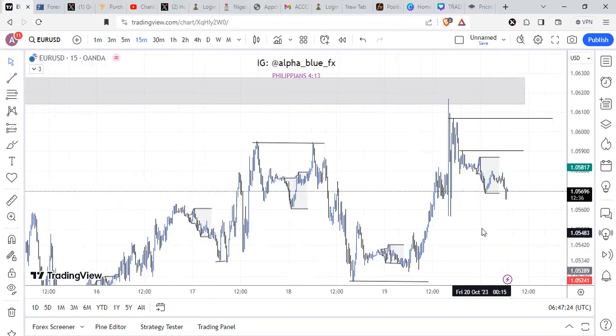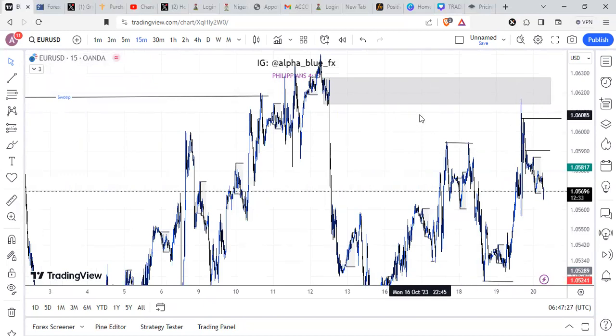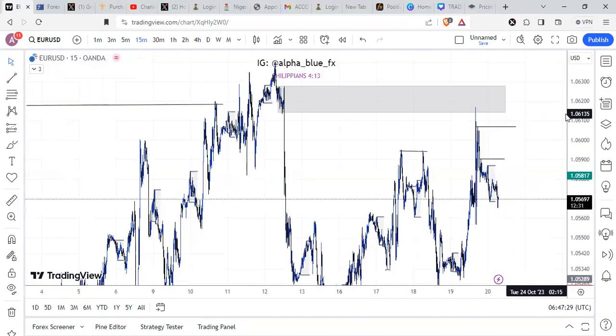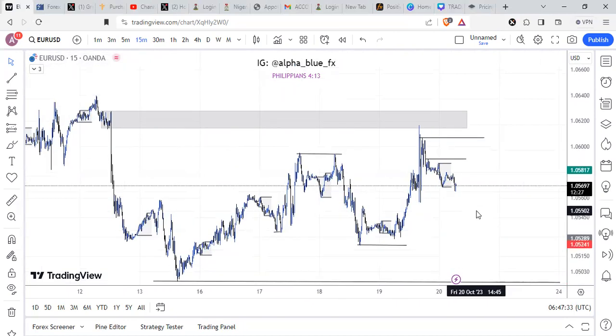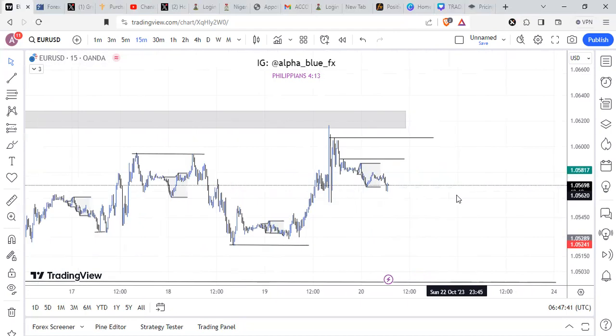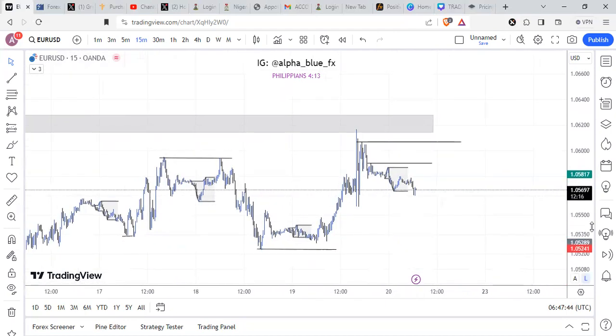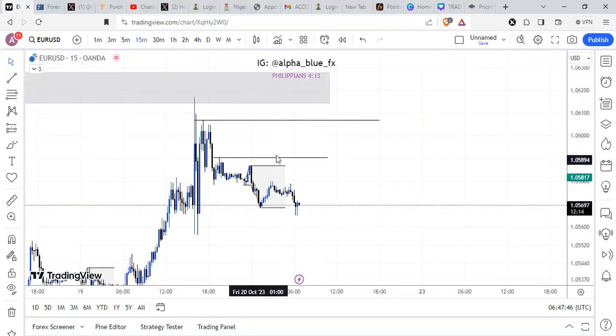So after price has taken out this equal highs, now I can comfortably look for sells in this market. Right now, price has tapped into the supply and is changing character to the downside nicely. So what I'm waiting for right now is to see that price goes up to take out some buy side liquidity before it continues selling.